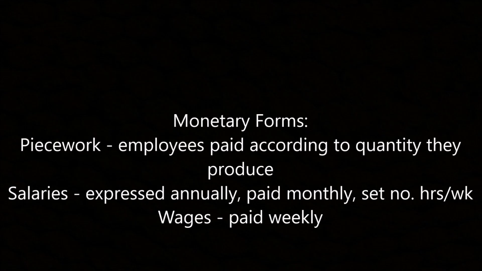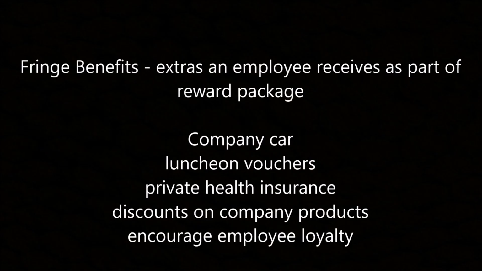Types of motivation. Monetary forms include piecework, which is when employees are paid according to the quantity they produce, and salaries, which are expressed annually, paid monthly, and have a set number of hours per week, and then wages, which are paid weekly. Fringe benefits are extras an employee receives as part of a reward package. They include a company car, luncheon vouchers, private health insurance, discounts on company products, and encourage employee loyalty.